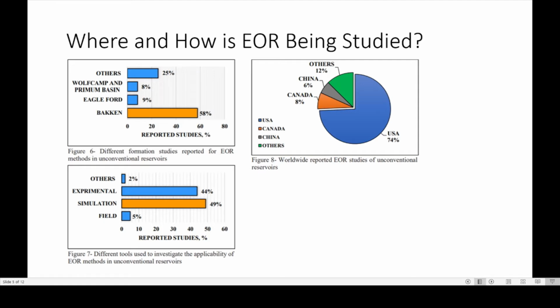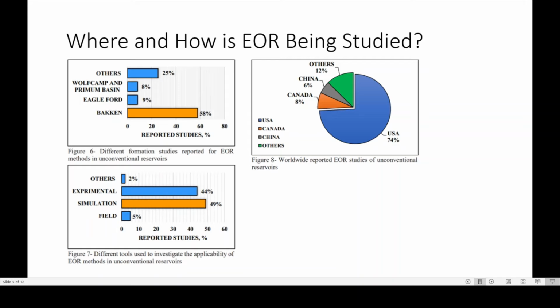So where and how is EOR being studied? We'll talk about the locations as well as what kinds of studies have mostly been reported. Top left shows the locations, with the Permian Basin misspelled, but the Bakken is where the majority of the unconventional EOR studies have been employed. The bottom left shows how from experimentation and from a simulation standpoint, that's where you have most of your published EOR studies. EOR in unconventionals has relatively been some uncharted territory.